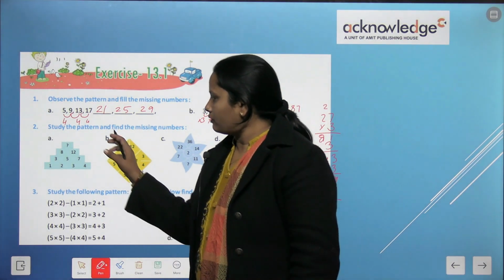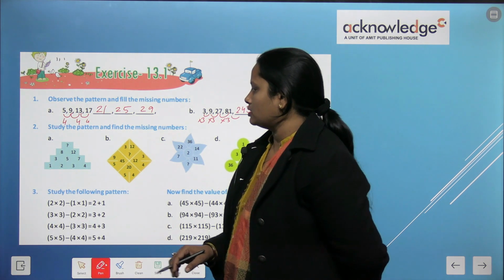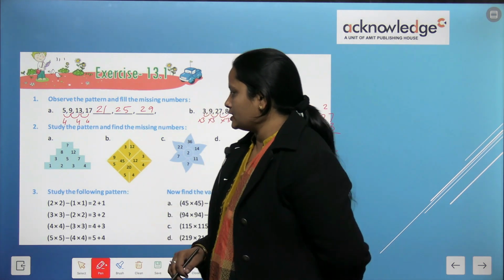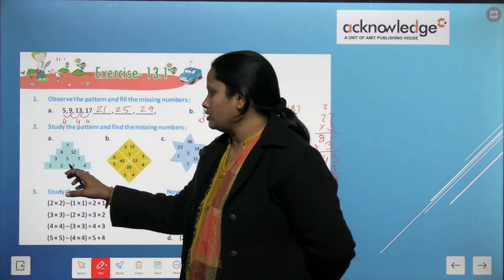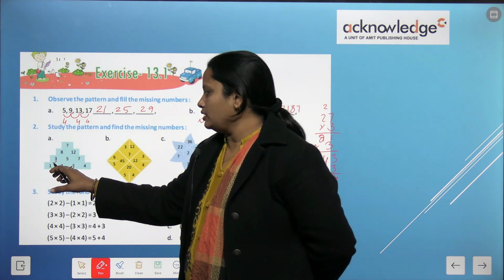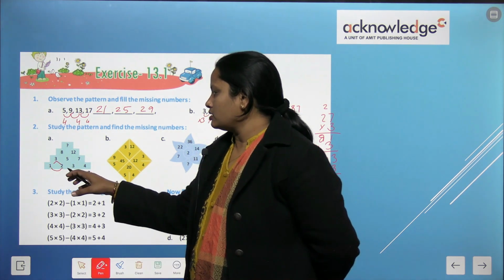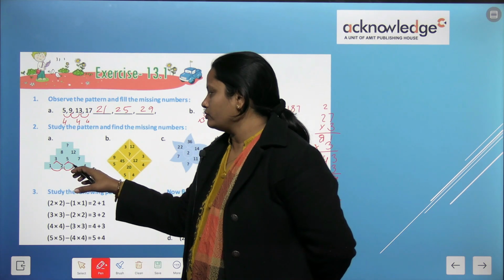Here what we have to do, we have to study the pattern and find the missing number. यहाँ पे pattern दिया है. Let's study that and find the missing number. So 2 plus 1 आया 3 and 3 plus 2 आया 5.